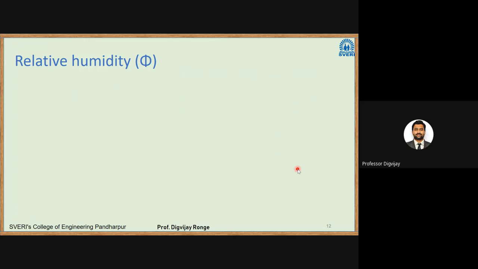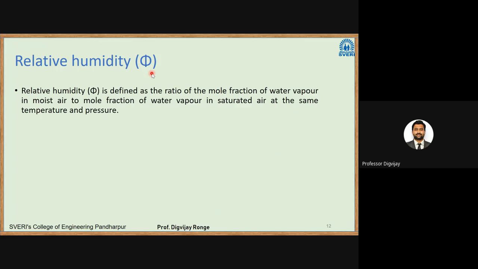Now moving on to a very important term here, it is relative humidity. This is also written as RH, or you can see there is a symbol for it for relative humidity. So what is the relative humidity? Relative humidity is defined as the ratio of the mole fraction of water vapor in moist air to the mole fraction of water vapor in saturated air at the same temperature and pressure.